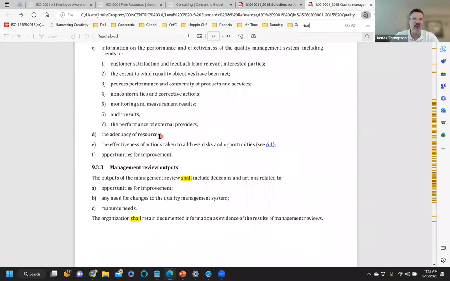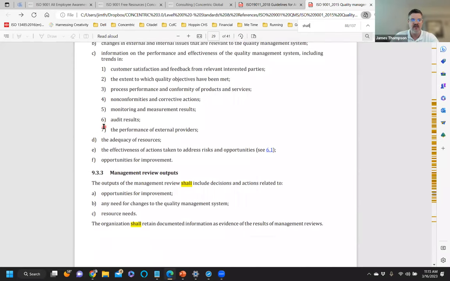We also want to make sure that we have adequate resources. We look at the effectiveness of actions taken to address risks and opportunities, and then any opportunity for improvement. Just one note here, this used to be down here, the adequacy of resources. Now it's an input. And the idea is if we're not performing a certain way, or if there are changes coming down the pipeline, it makes sense to stop before a meeting is over and say, hey, look, do we have adequate resources to achieve the desired result that we expect? And I like the fact that this is an input now rather than an output.